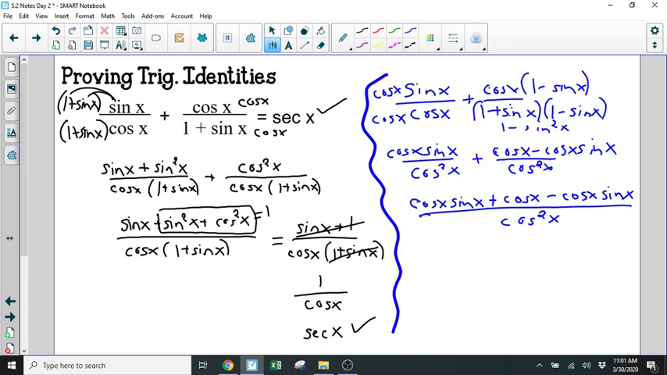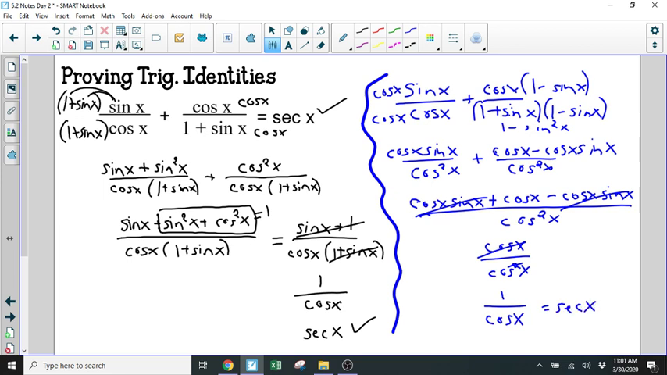And what you see is we've got like terms, cosine sine, and we've got a cosine sine minus cosine sine. Well, those would cancel, leaving us with just a cosine x over cosine squared x. And again, we've got a cosine in the top and 2 of them in the bottom, so I'd be able to simplify there, leaving me with 1 over cosine x, which again equals secant x.